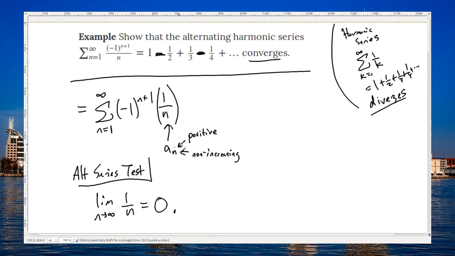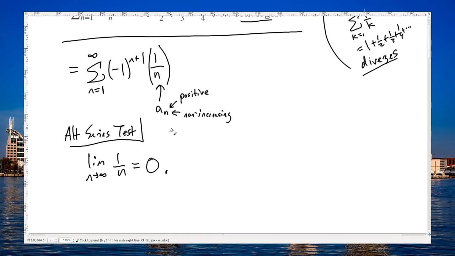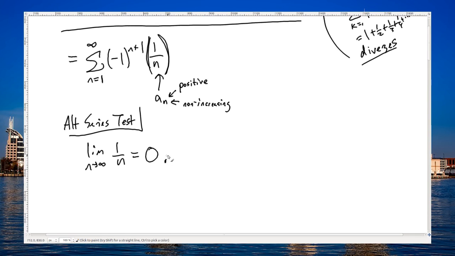So, because we have an alternating series, with positive and non-increasing a_n, the alternating series test says just take the sequence, ignore the negatives, just get rid of all of that in our head, and just take the sequence and just make sure the limit is 0. The alternating series test checks out, therefore the series converges.